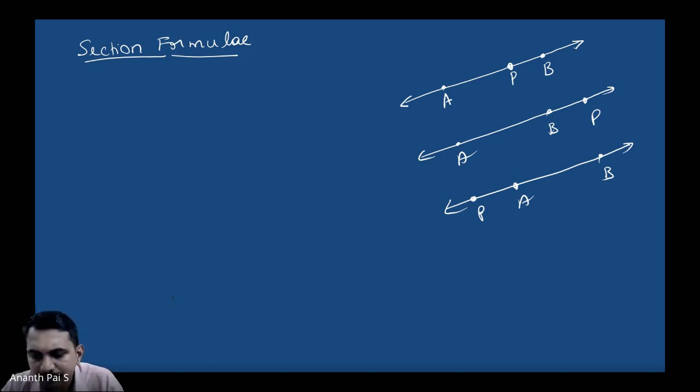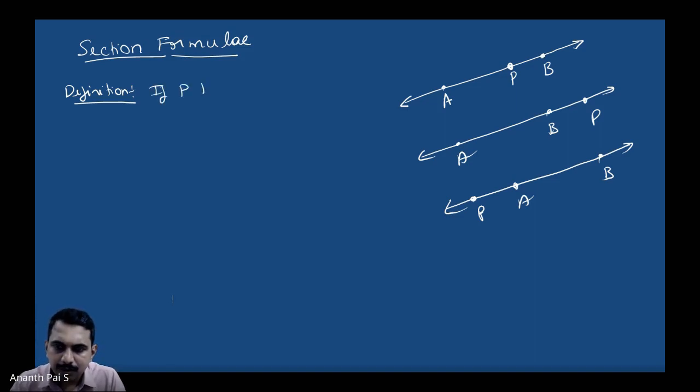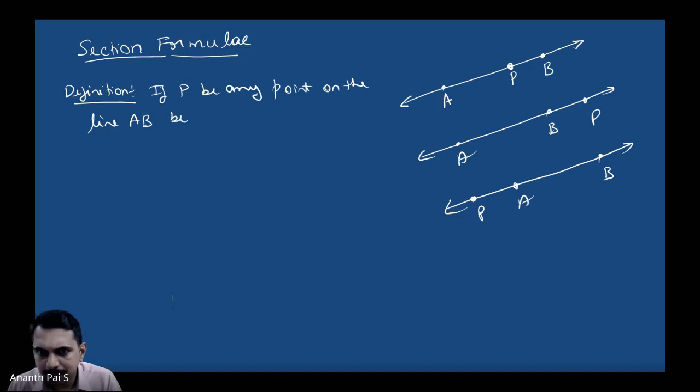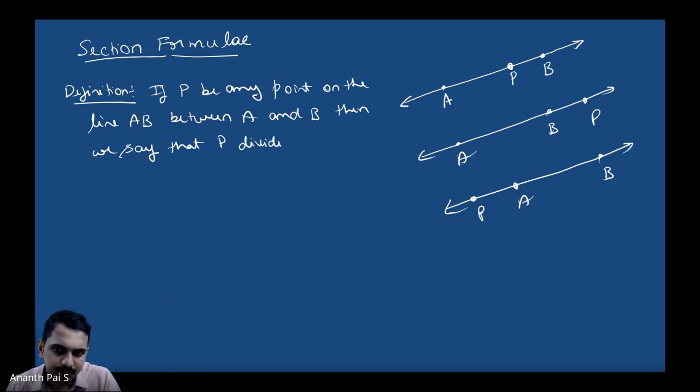Now the definition, directly from S K Goyal: if P be any point on the line AB between A and B, then we say that P divides segment AB internally.